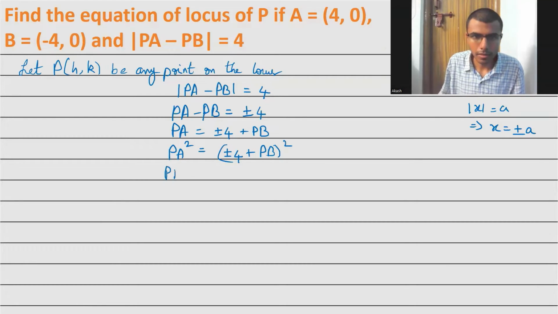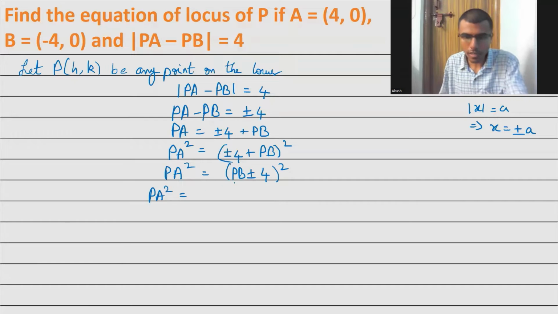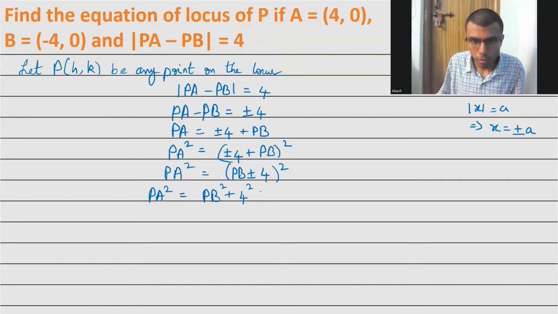Otherwise, I'll show you like this. This would be a better way for you guys to understand. Just bring PB first. So this would be nothing but PB plus or minus 4 whole square. Now let's open the brackets. So PA square would be nothing but it's A plus or minus B whole square. This would be A square plus B square plus or minus 2AB. Now what that means is this would be nothing but PB square plus 4 square plus or minus 2AB.